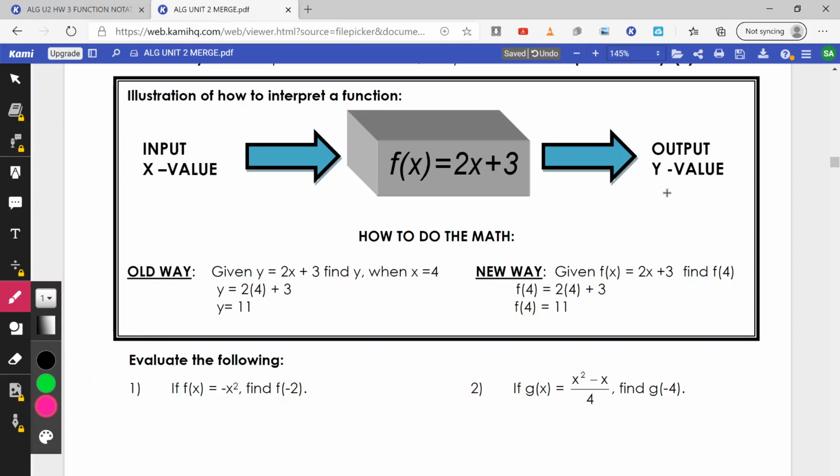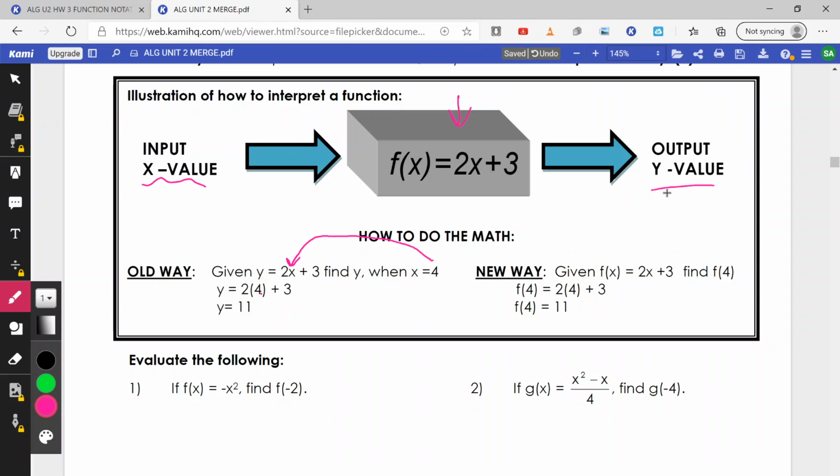Now this means we plug an x value into our equation here. f of x equals 2x plus 3, and our answer is the y value. The old way of looking at things is y equals 2x plus 3, find y when x equals 4. So we're told what x is, so we're going to plug in 4 for x, and then add 3 after we multiply, we're going to get 11.